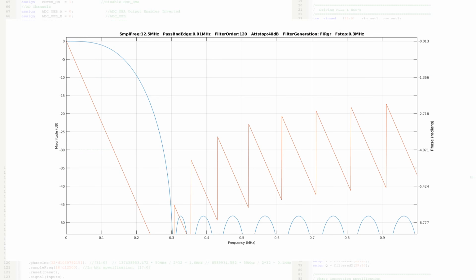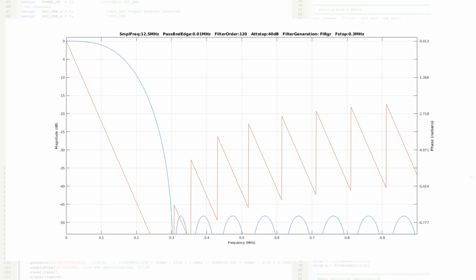The filter that we have designed operates at a sampling frequency of 12.5 MHz. It's limited to 120 coefficients, which also correspond to 120 clock samples, and has a passband of 10 kHz. We also let the stop band ripple about 3 dB and had a stop band attenuation of 40 decibels. The stop band frequency that we desired to filter out down to at 40 decibels was 300 kHz.